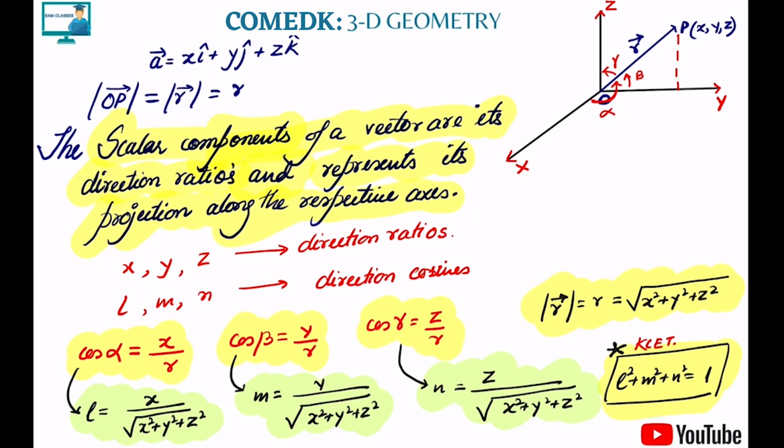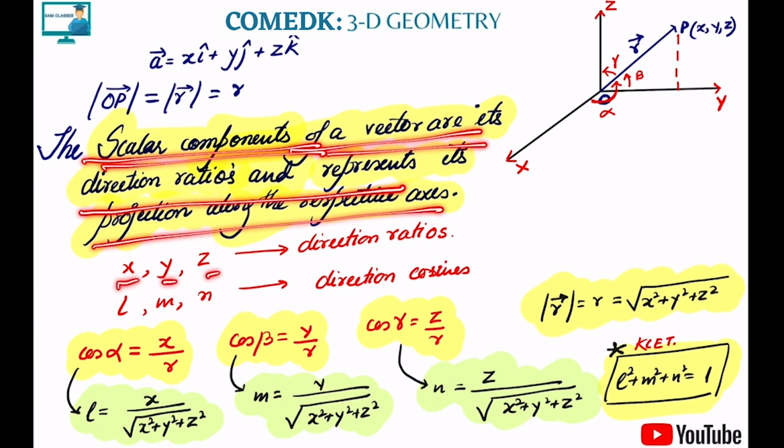Now, the magnitude of any vector, we can write it as the magnitude of vector OP, or that is equal to the magnitude of vector R, or just a bold letter R. And that is equal to root under of x square plus y square plus z square. We already know. But if you just watch the vector algebra, everything will be clear. Now the scalar components of a vector, these x, y, z, are its direction ratios, and they represent the projection along x, the projection along y, and the projection along z.